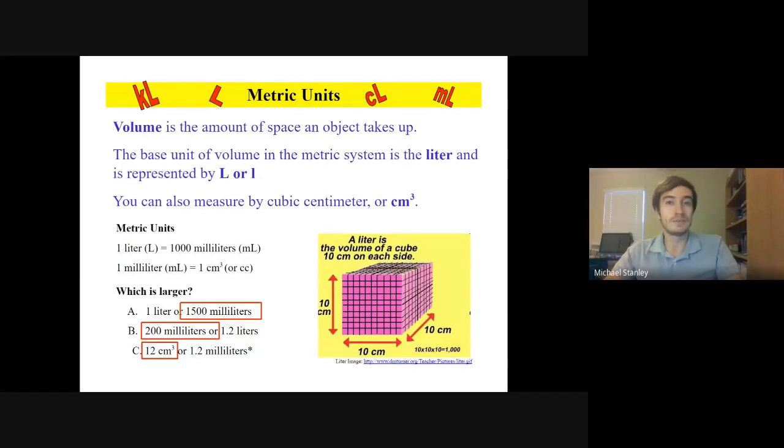All right. Anybody have any questions about our different types or units of measurements so far?